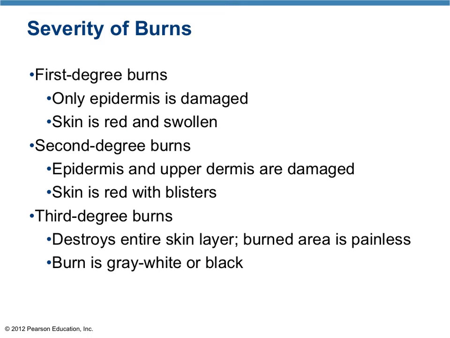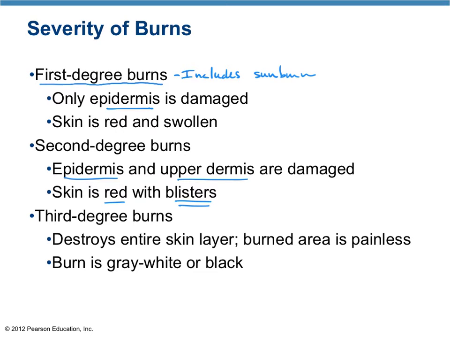There are very different degrees of severity for burns. A first degree burn is the least severe type of burn. It's when only the epidermis is damaged and the skin gets a little bit red. Sometimes it can swell. One of the types of burns that's classified as a first degree burn is a sunburn. A second degree burn has damage to the epidermis and upper dermis. When this happens, the skin is red, but it will also blister. That's the difference between first degree and second degree burns.